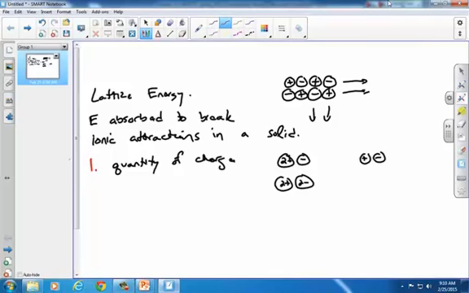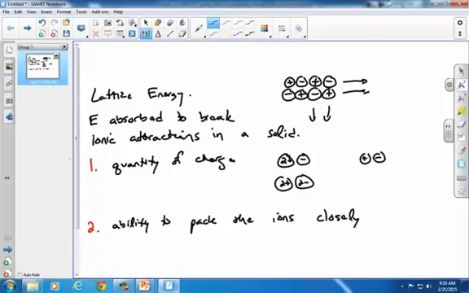And then the other thing is the ability to pack the ions closely in the lattice. So the lattice is just a way of saying the organized structure that these ions are packed into. So if I can pack them closely, then it will also have a higher lattice energy. And that's not always easy to predict, because you have these charged particles.